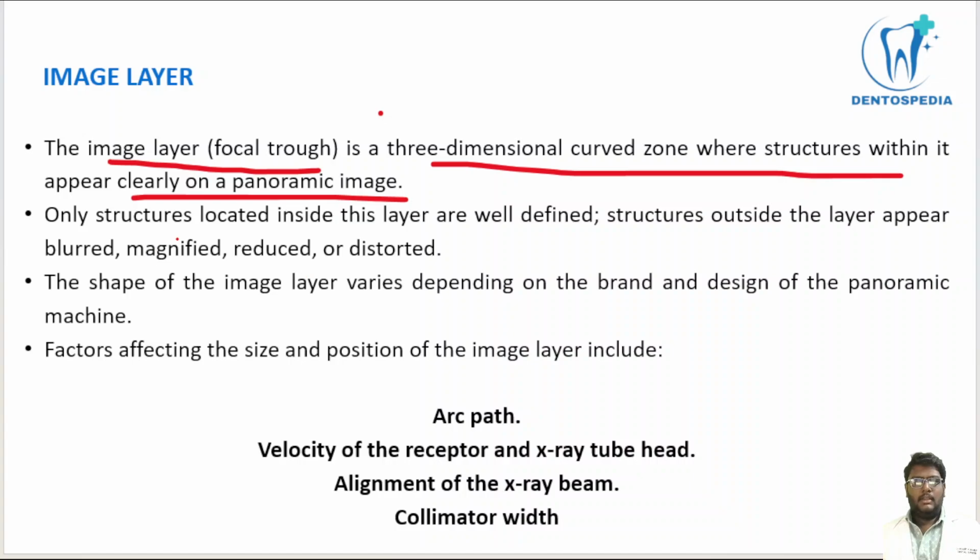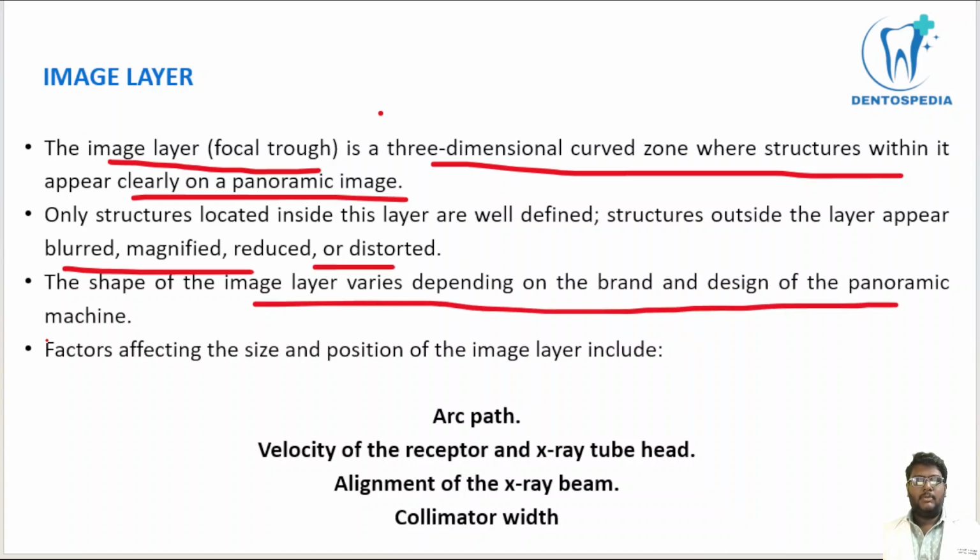Okay, so the only structures present in this layer are able to get a position in the final image, and if they are not present in the focal trough, they might be blurred, magnified, reduced, or distorted. The shape of the image layer varies depending on the brand and design of the panoramic machine. There is no drastic change, but there are a few minor changes between different companies of panoramic machines.